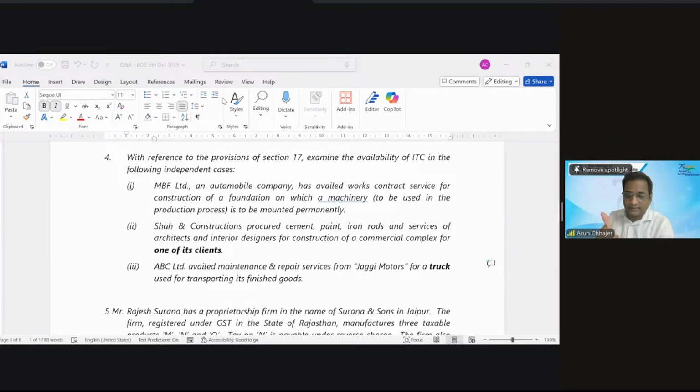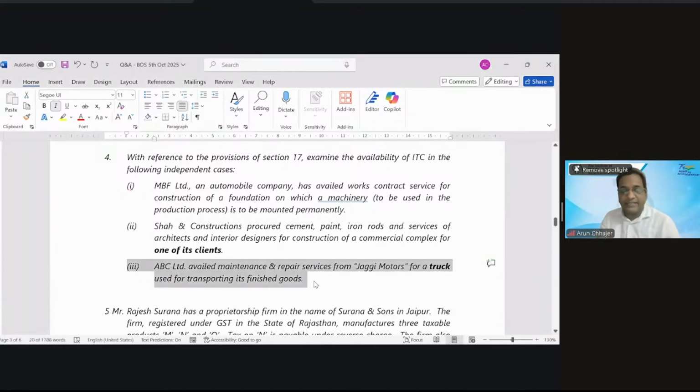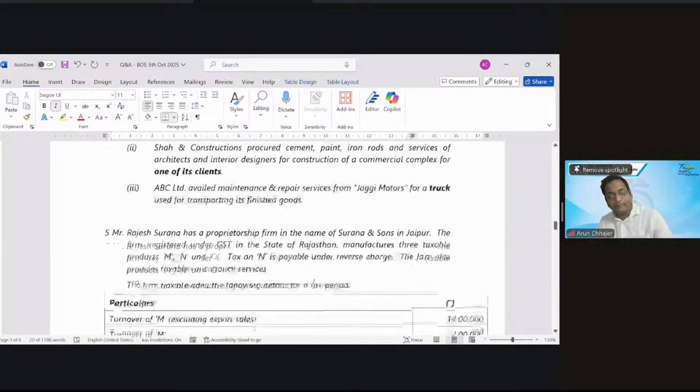Because it is a truck and not used for transportation of persons, we are not required to see whether it is being used for further supply or not, whether it is being used for the transportation of passengers or not, whether it is being used for training or not. It doesn't matter. Absolutely correct, Karshit also. Everyone is confirmed. Everyone is clear, right? So now we can say that we can take the ITC.